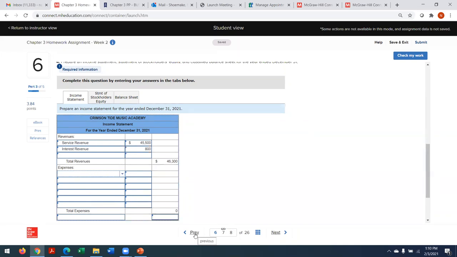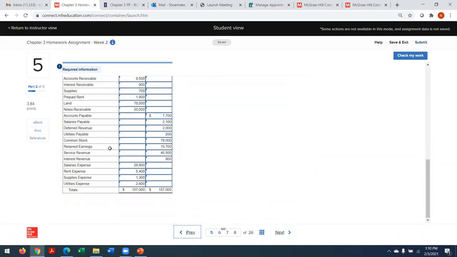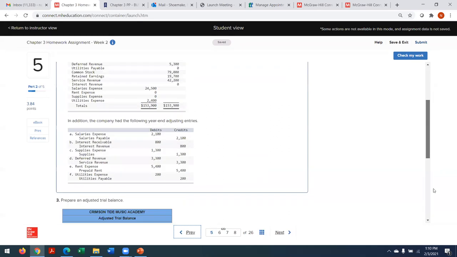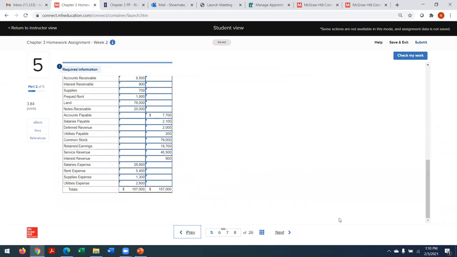Okay, then we look at salaries expense. Can someone remember 26,600, 5,400, 1,300, and 2,600? Salaries, rent, supplies, utilities. Then we do salaries, rent, supplies, and utilities. I think this was 1,300 and this was 2,600. And what were our salaries, guys? I think that was 26,600 and 5,400. Okay.